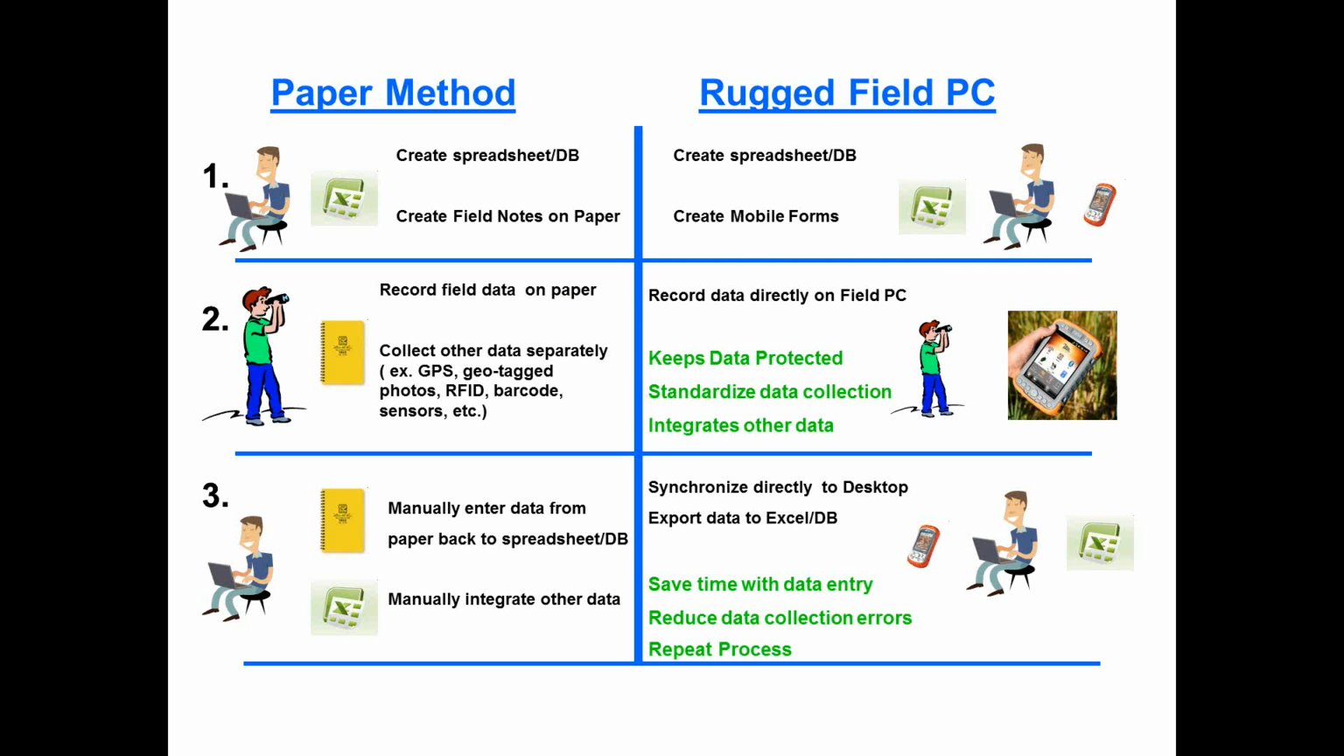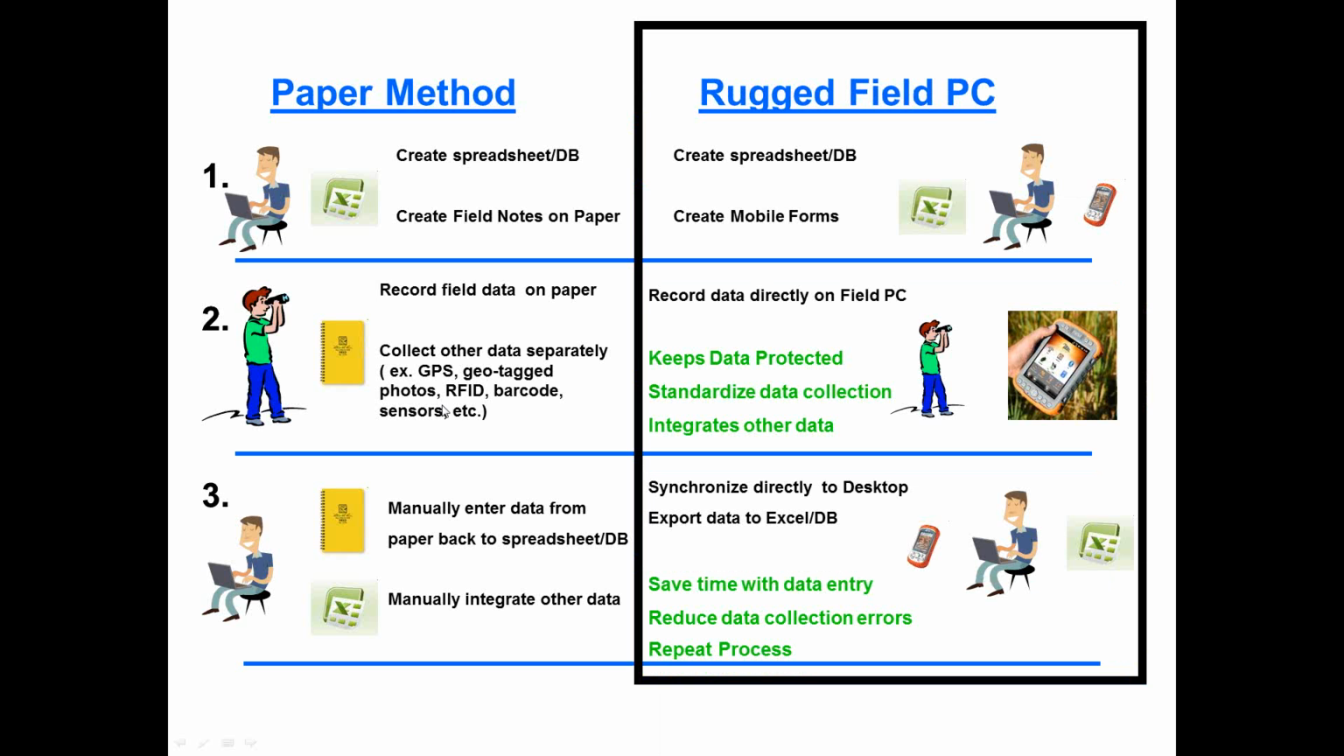Here's another view of the process. On the left, you see the paper method. So you have a process to create a spreadsheet or your database. You write those field notes on paper. You then go out to the field, write down your information on paper, and you may be carrying a bunch of other equipment like GPS, photos, RFID, barcode sensors, etc. Ultimately, you come back to the office and manually enter those into the database, and then you manually integrate this other equipment as well.